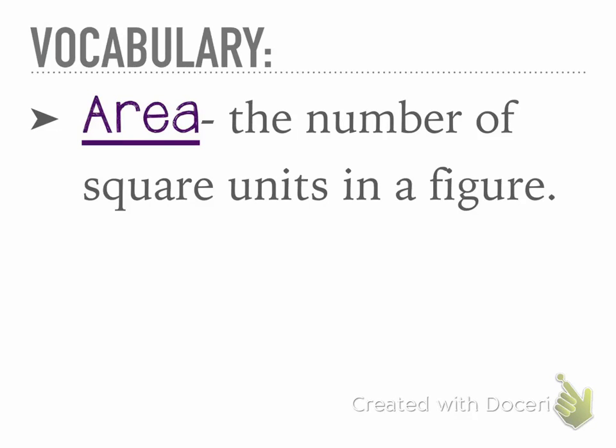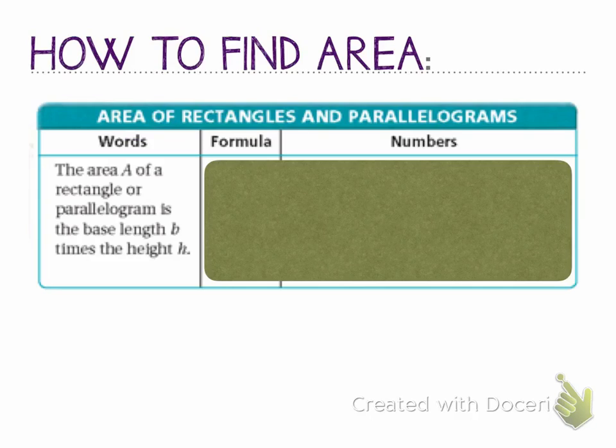Okay, now we're going to try some different types of problems. Next, we're going to be figuring out area of these two shapes. So the area is going to be the number of square units that are inside a figure. There's a couple different ways of thinking about this, the first being in words.